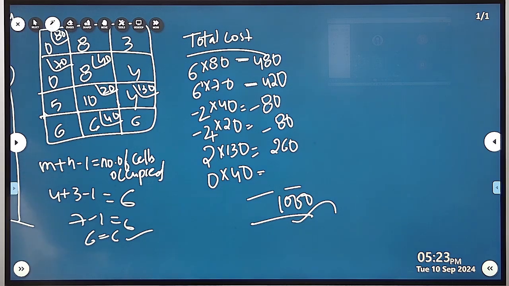So write over there, whenever we are calculating the total cost of the matrix, we need to take the value of the cell from the previous profit making matrix. Okay, we need to take the value of the cells from the previous profit making matrix. If not, you'll get confused.